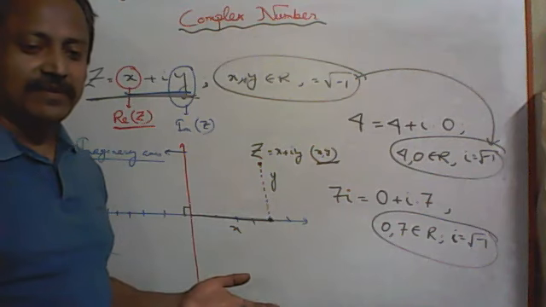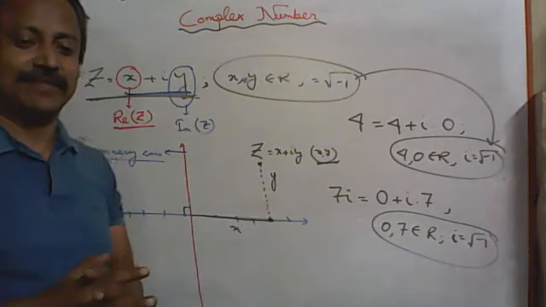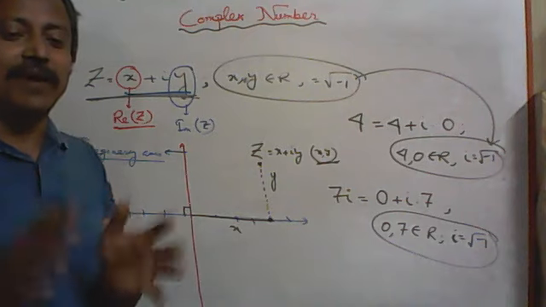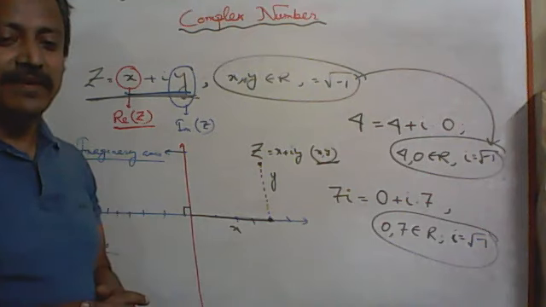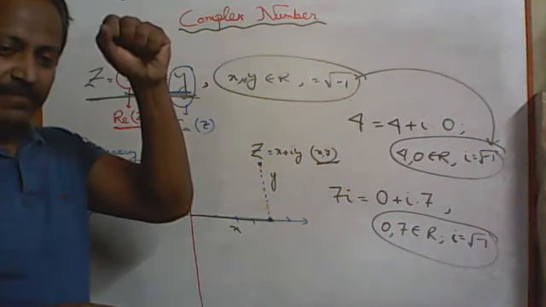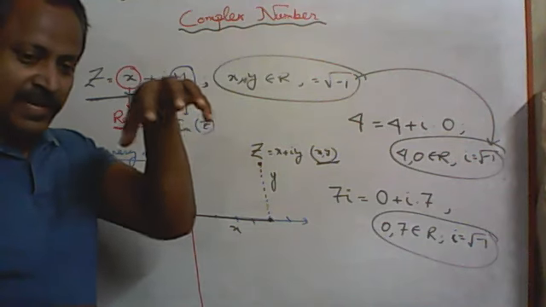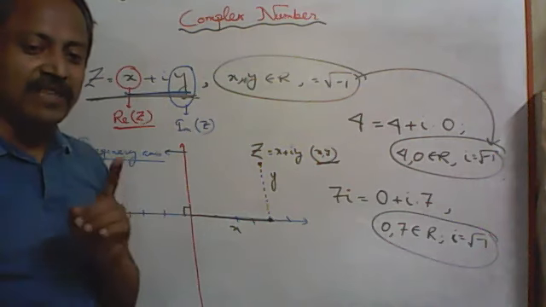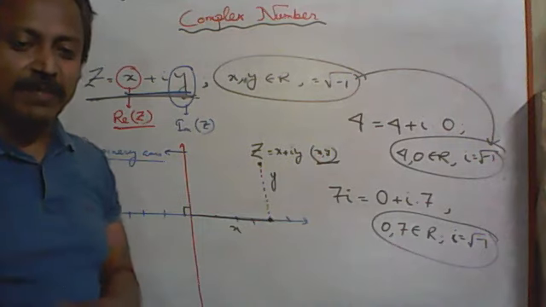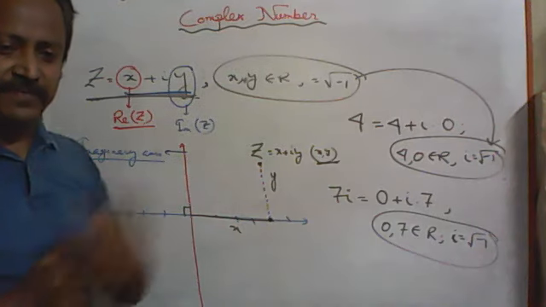Very interesting. That means all numbers are family members of complex numbers. The head of the family of the number system is the complex number. That means we can say the complex number is the superset, the universal set in the number system. Complex number is the superset of all sets in the number system.